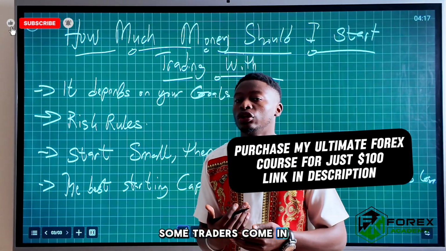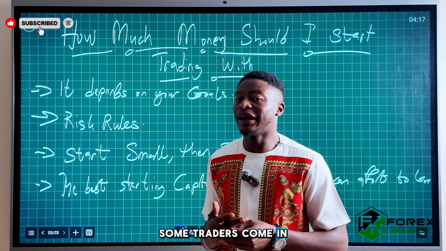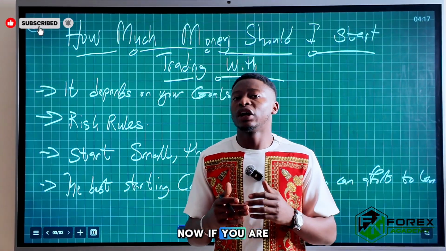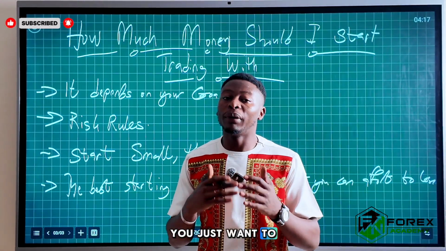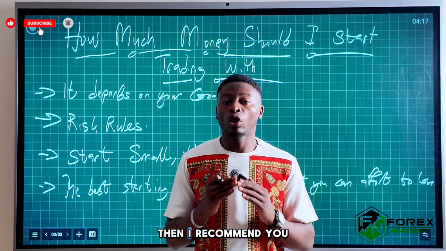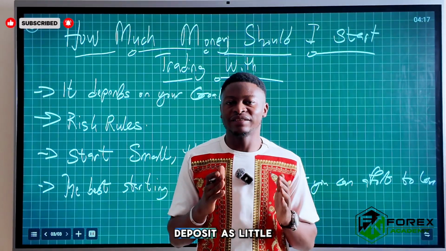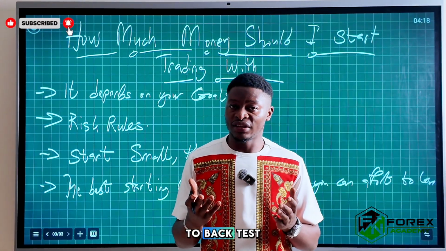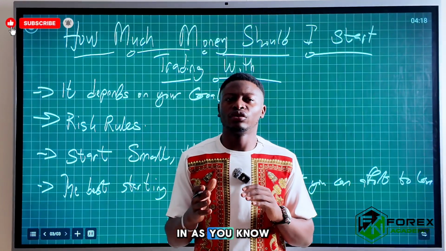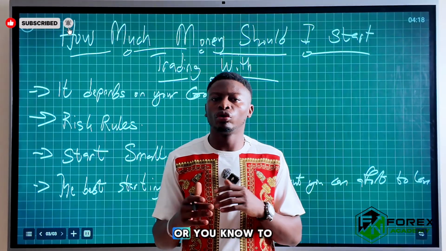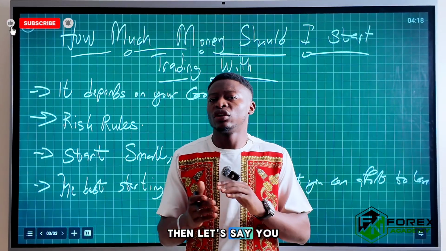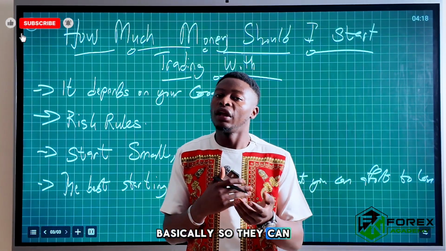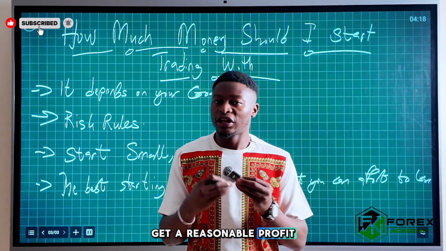Some traders come in just to test. Some traders come in as part-time traders, while some traders come in as full-time traders. Now, if you just want to backtest a particular strategy, then I recommend you deposit as little as, let's say, $50 to $200, right? If you want to backtest. And if you are taking trading as a side hustle or to gain passive income, then you could start with maybe $500 to $2,000, basically, so you can get a reasonable profit coming in.